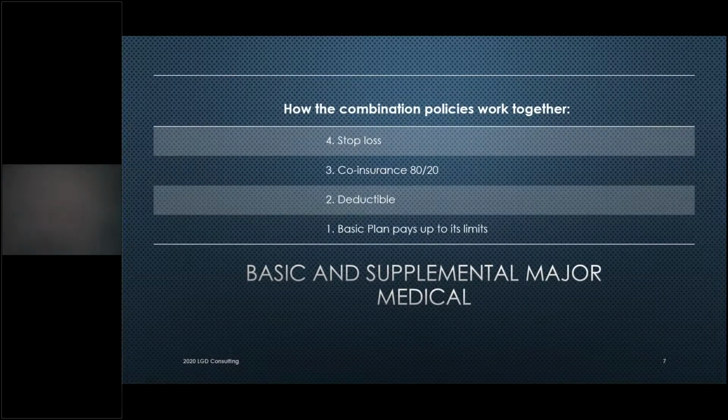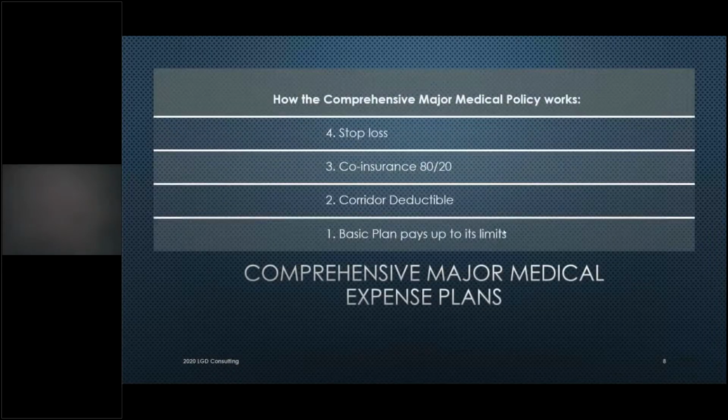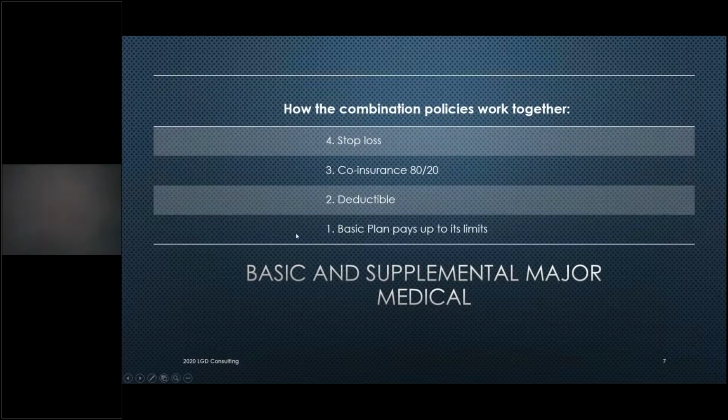Again, so why don't we get a basic program, and then we'll add a supplemental major medical program to it. So what you want to do is start here at the bottom. Oops, let me back up. If you go to the doctors, your basic plan pays up to its limits, let's say $10,000. Then you're going to pay a deductible before the major medical portion kicks in. There's that coinsurance and, of course, up to a stop loss. And so the basic covers a little stuff. The major medical covers the big stuff. So between the two programs, it's pretty comprehensive.